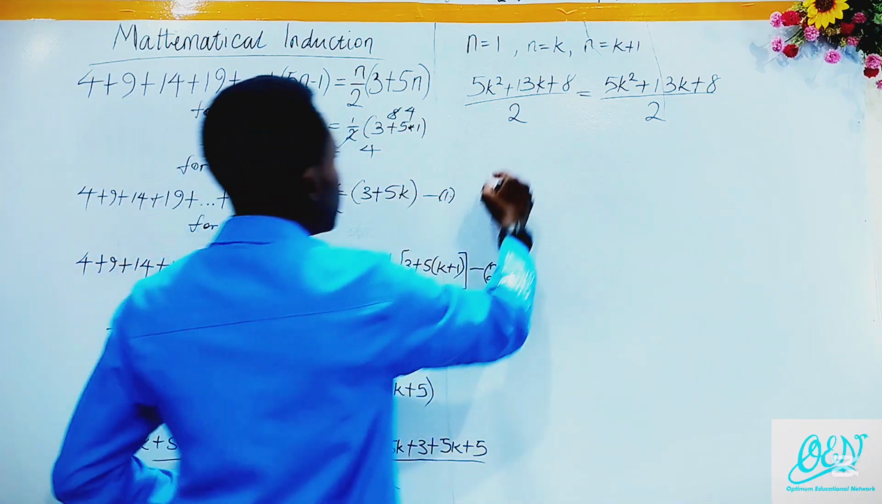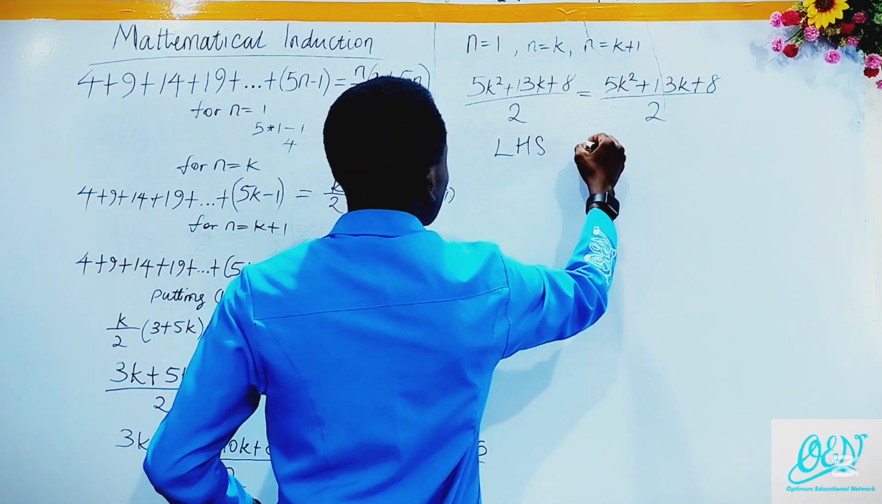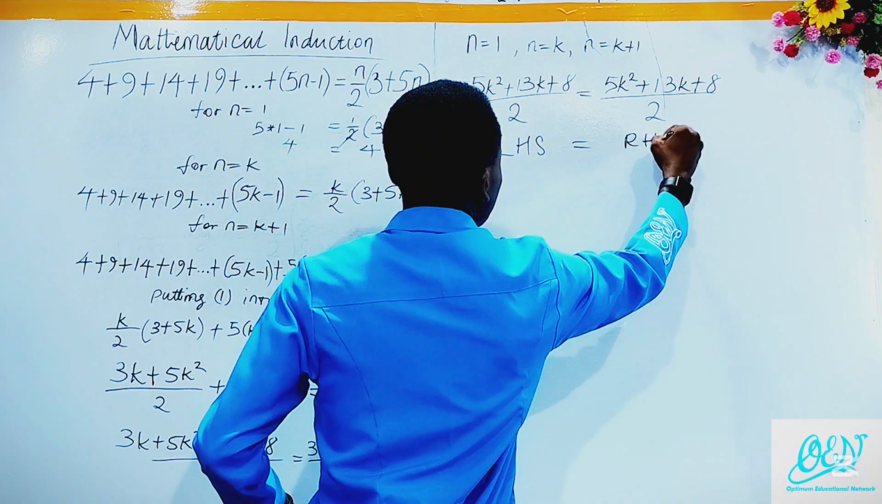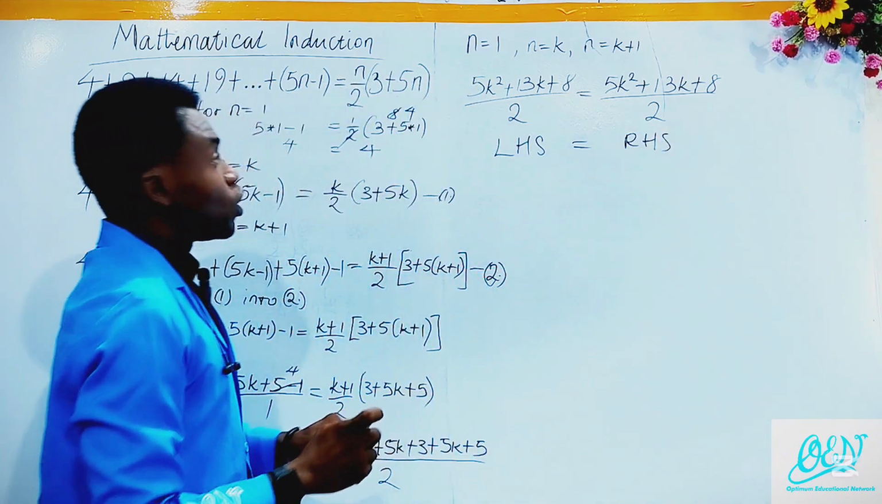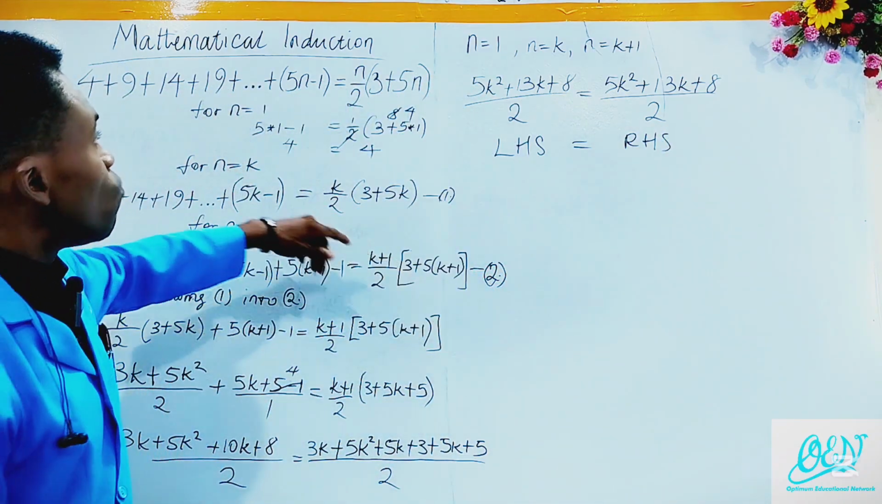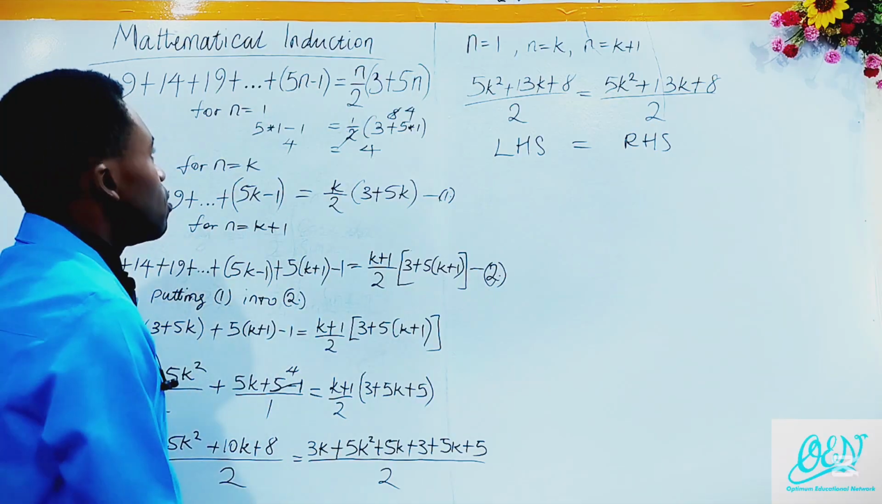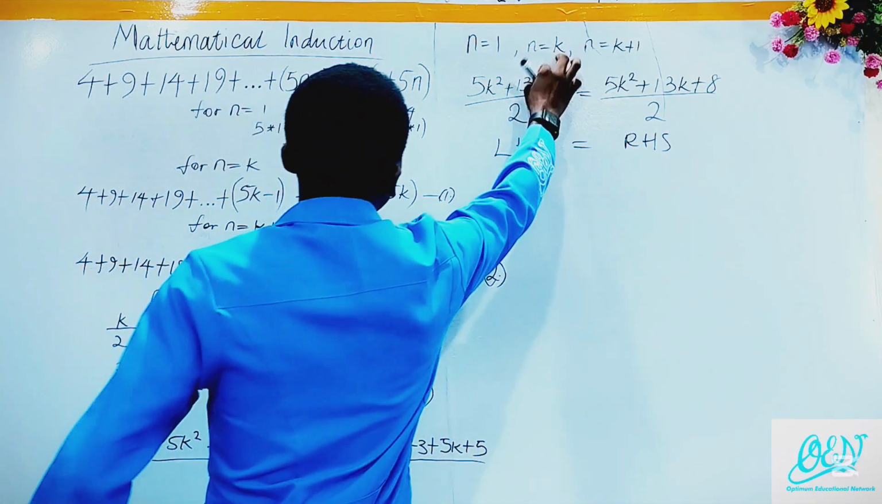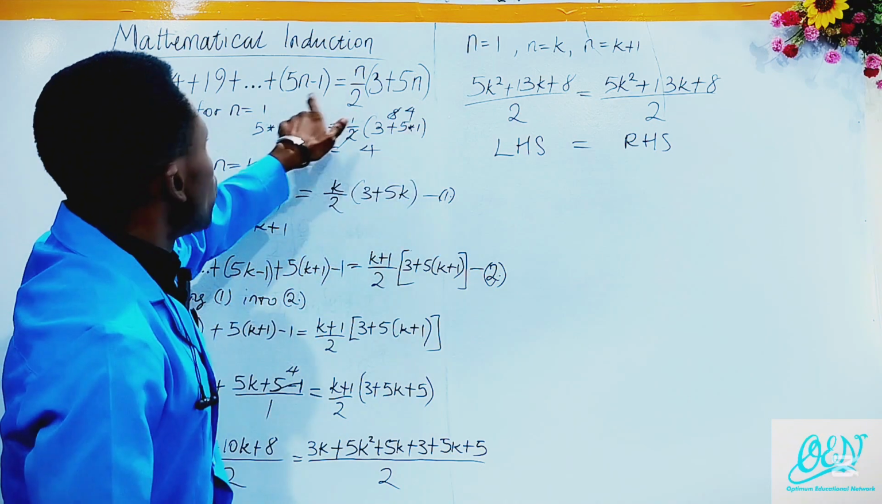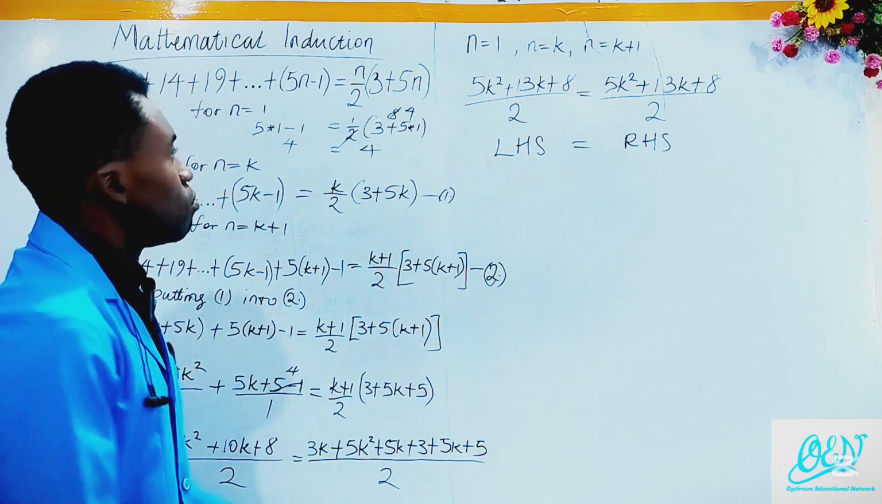Now you can see that the left hand side is equal to the right hand side. So we have successfully shown that for any position in this series, no matter the arbitrariness of the position, k plus 1, these two expressions can be used to account for them. And this is the answer.